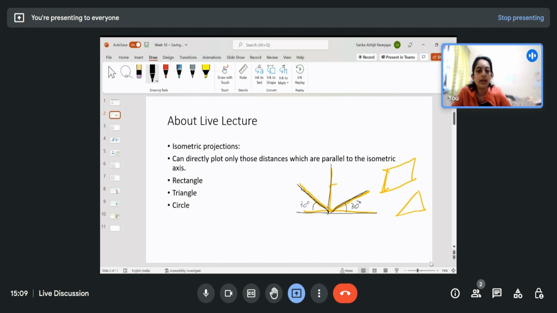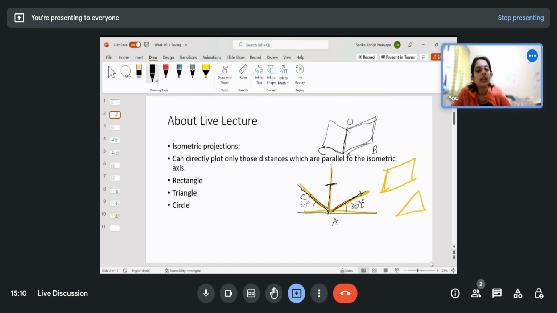So if you have something like a cuboid, then the length of this cuboid can be directly plotted over here. This length, let's say AB, can be plotted as true length here. This length AC also can be plotted as true length here, directly picking up the distance that is given in the drawing. Similarly, this point D can also be plotted here, taking the true length of AD.